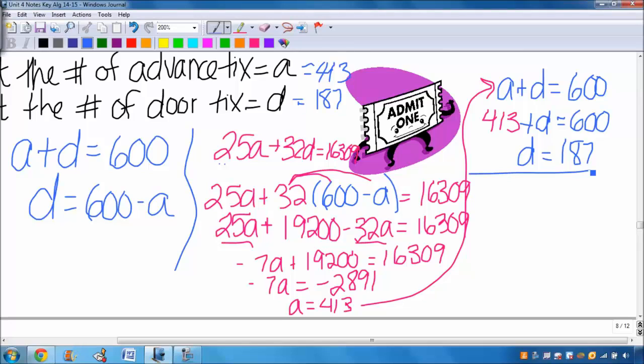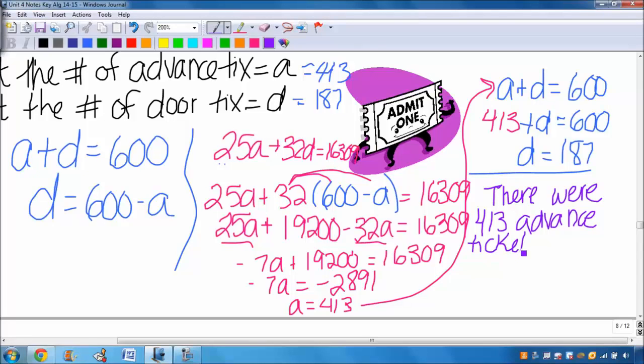So we'll just write a little sentence to explain what happened, and then we will be good to go. So there were 413 advance tickets sold and 187 door tickets.